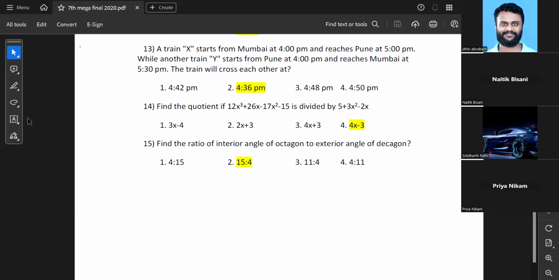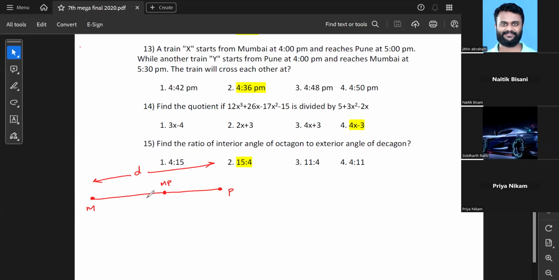Now, there are 2 points. The first point is Mumbai. The second point is Pune. Now, this is the point where both the trains are going to meet. I'll call it MP, which is the meeting point. The total distance between them is D. So far, so clear?